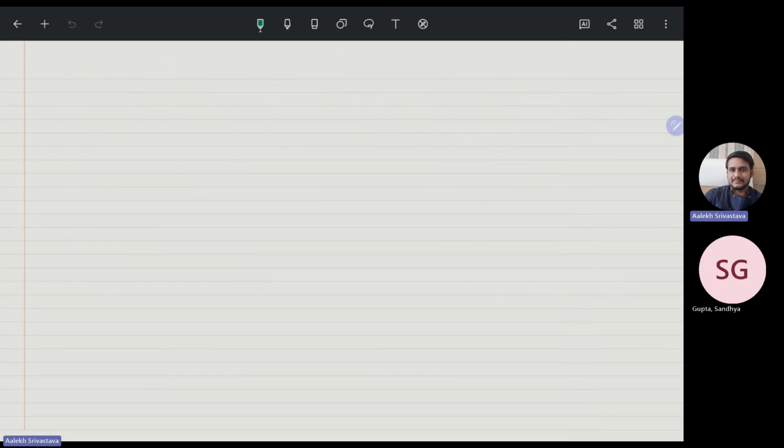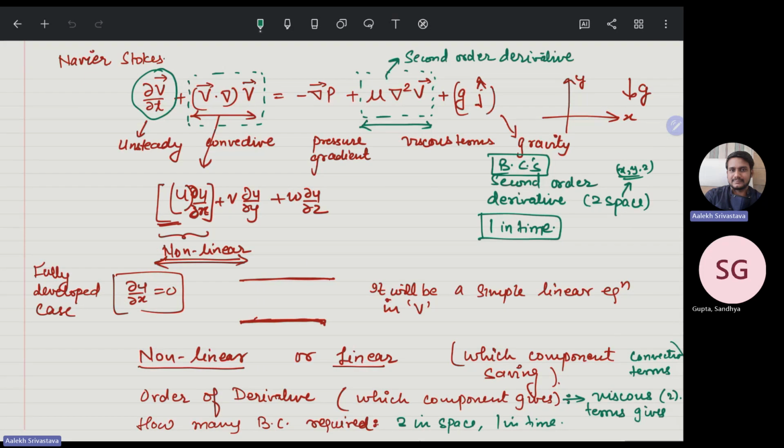So what is the method of approximation? So method of approximation.